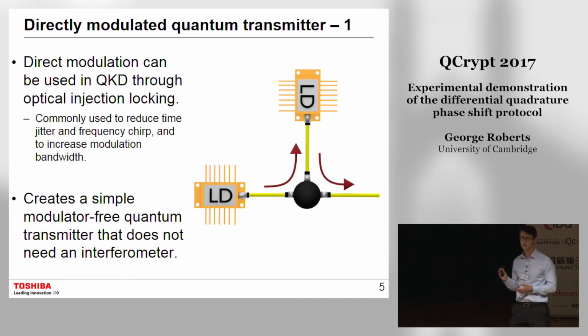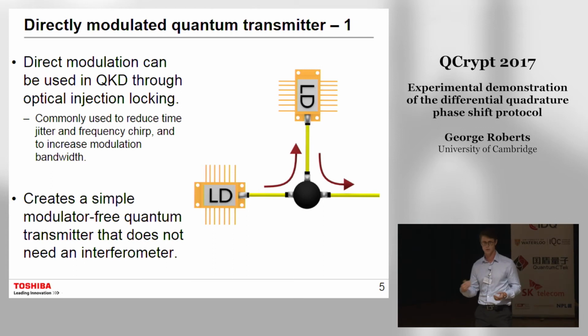The method we choose to use is known as optical injection locking. Optical injection locking is where you have a master laser and a slave laser. Here I show a circulator in between them. You shine the master laser into the slave laser, and the slave laser adopts the phase and frequency of the master laser.